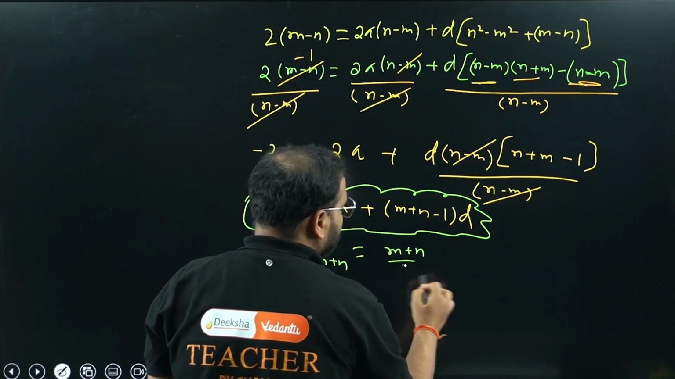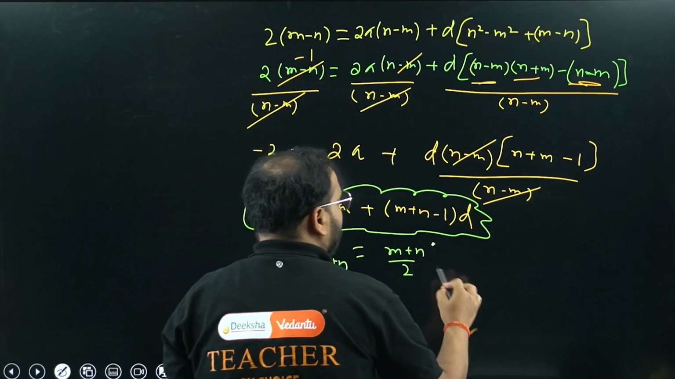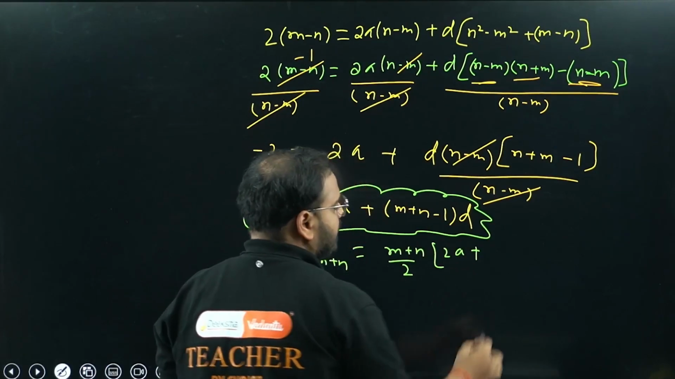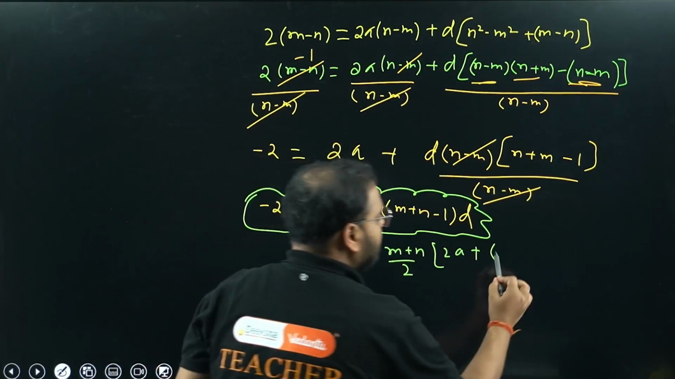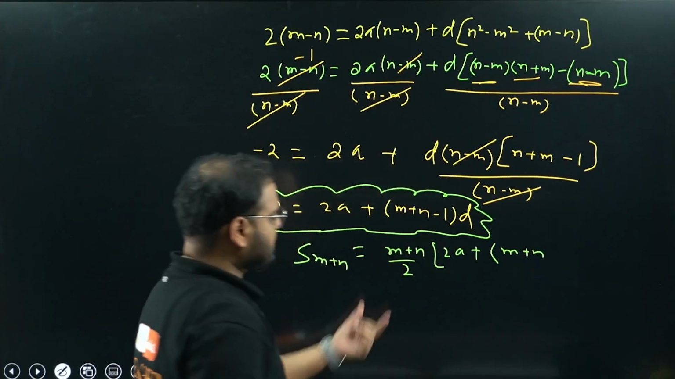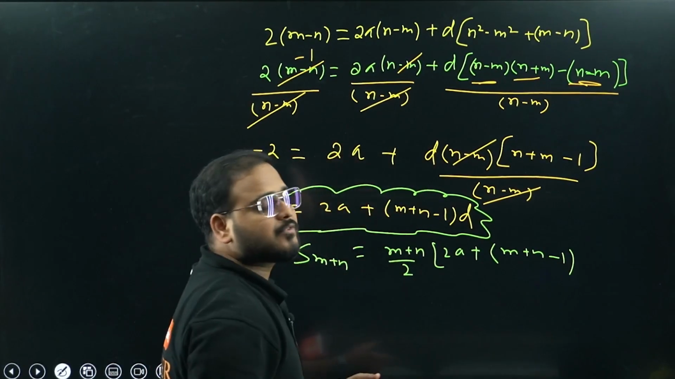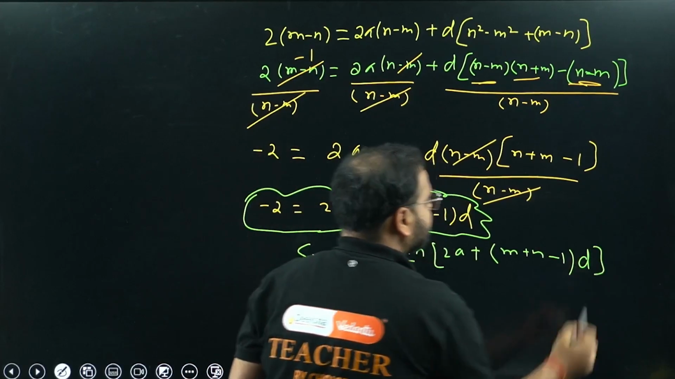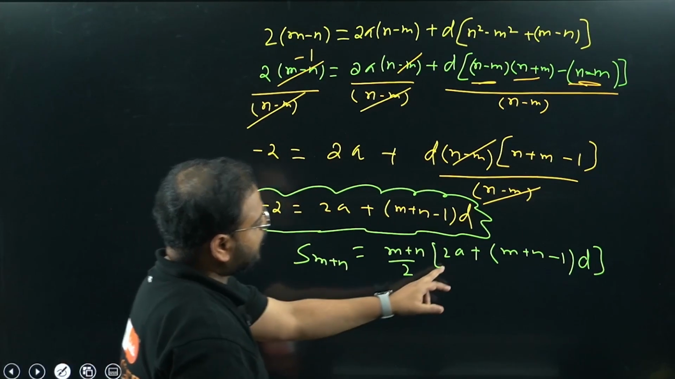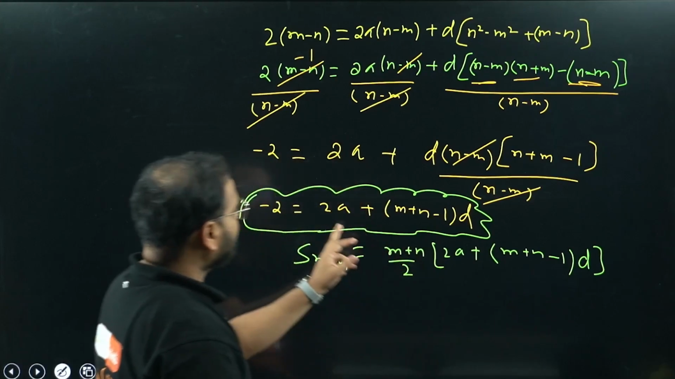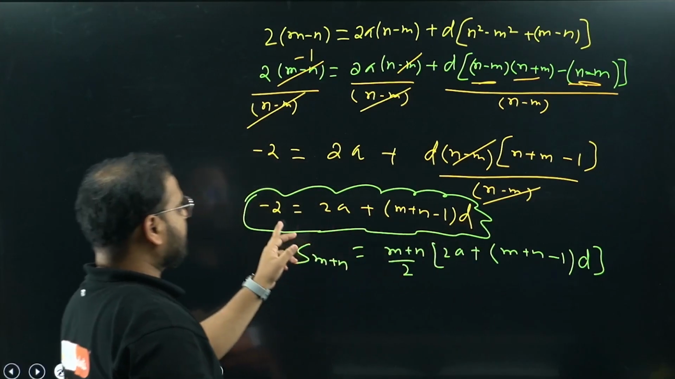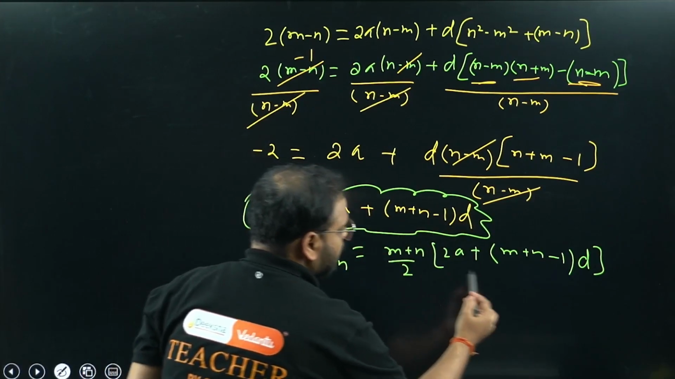M plus n by 2, the formula. What do I get here? 2a plus, what was the term? Write the term over here, m plus n. So write the term m plus n minus 1 times what? The common difference d. Can you see this? 2a plus m plus n minus 1 times d. How much is that? Minus 2. So I replace this whole thing by minus 2.